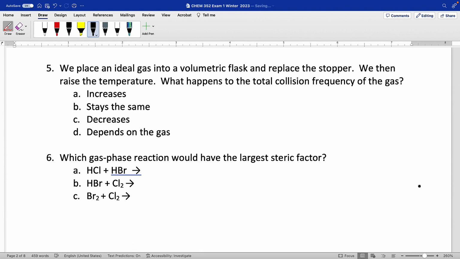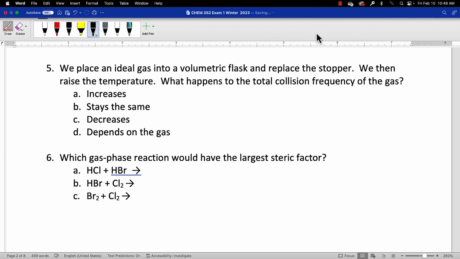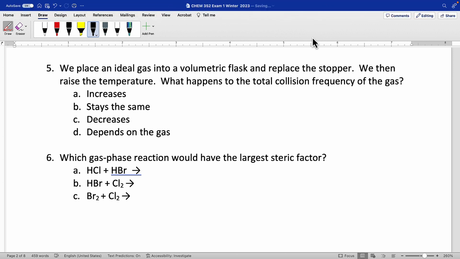Number 5, place an ideal gas into a volumetric flask, replace the stopper, we raise the temperature, what happens to the total collision frequency of the gas? So this one is similar to the other one, but not identical. So let's go ahead and write out the relevant equation here, right?